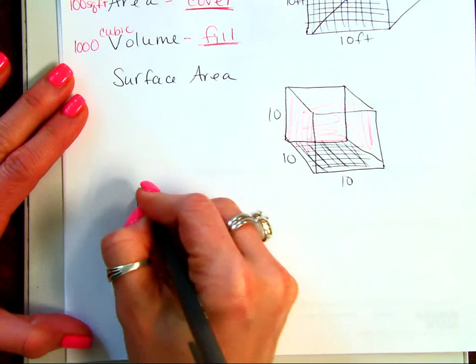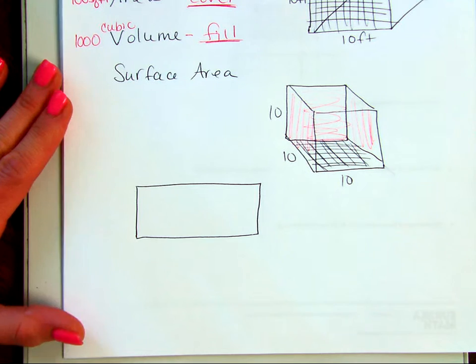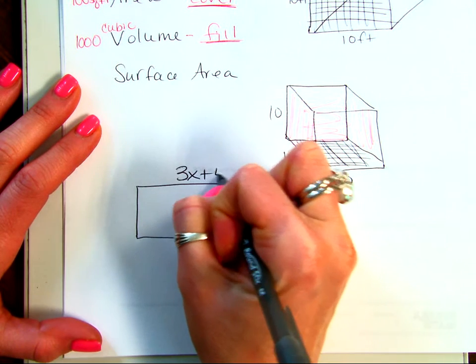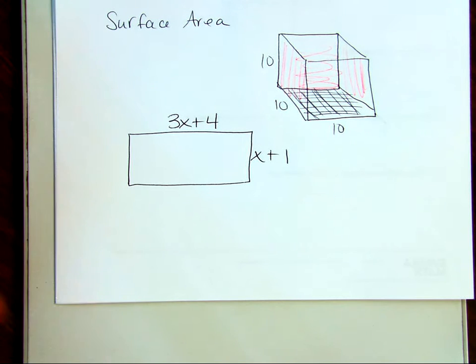Now, let's apply that to what we learned today. I have a pool with a length of 3x plus 4 and a width of x plus 1. The Home Depot guy would probably look at me crazy if I went and said, sir, I may have a pool and I need some fence. And he said, what are the dimensions of your pool, ma'am? And I said, oh, it's a 3x plus 4 by an x plus 1. And then he would be like, you're a math teacher, aren't you?